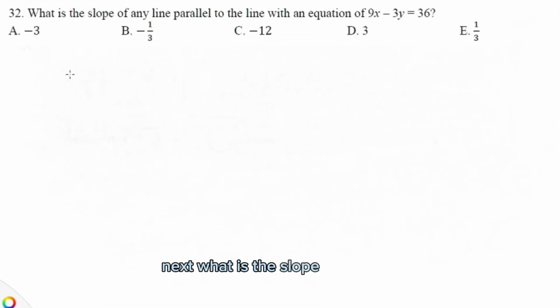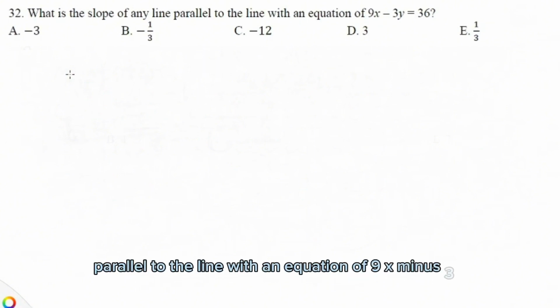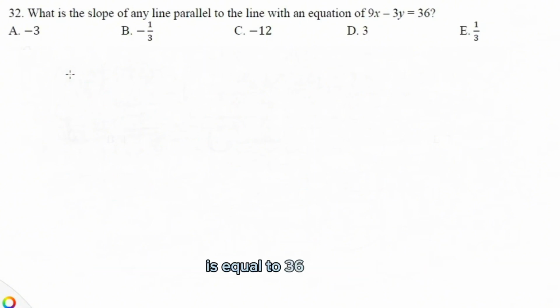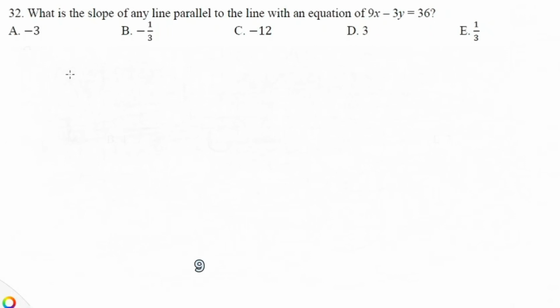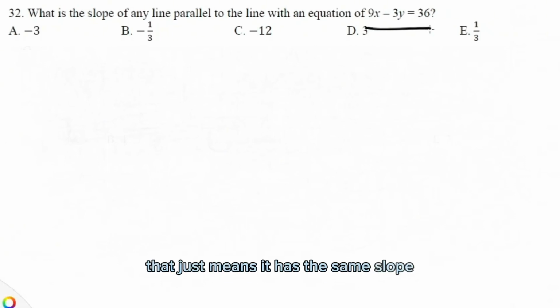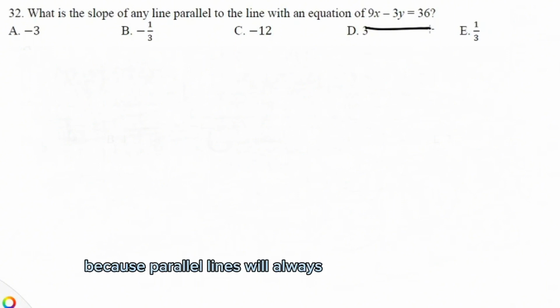Next, what is the slope of any line parallel to the line with an equation of 9x minus 3y is equal to 36? Alright, so we first need to understand this question. When it's asking for the slope of any line parallel to this line, 9x minus 3y equals 36, that just means it has the same slope because parallel lines will always have the same slope.